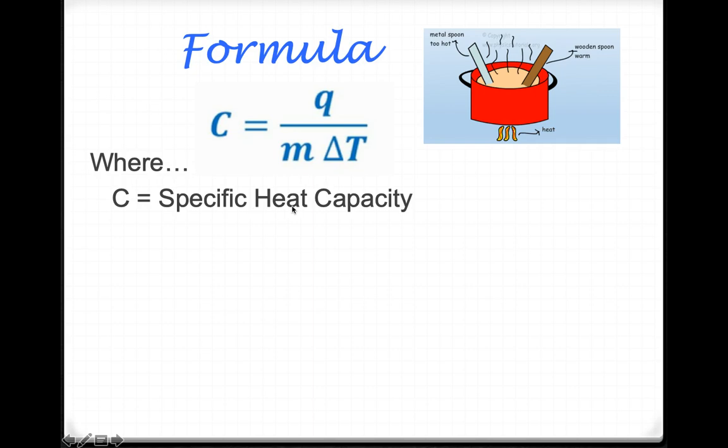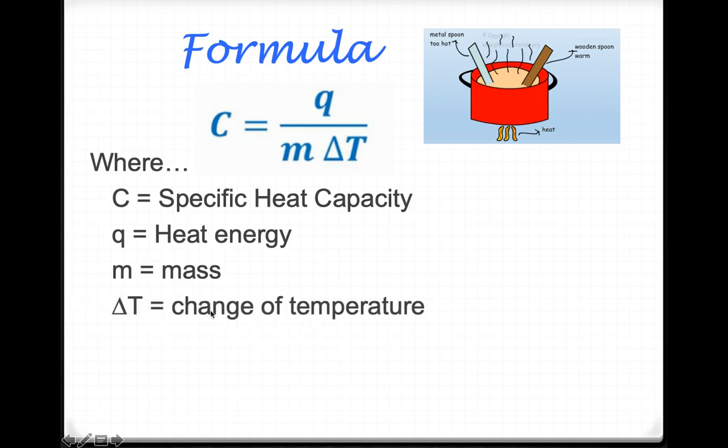Capital C is the symbol for specific heat capacity. So to calculate specific heat capacity, you need to know Q divided by m times delta T. Q is your heat energy. So this would be joules or kilojoules, because remember, that's what heat is measured in. m is your mass. So how much of that sample do you have? What is its mass? And then delta T is the change of temperature. So did it go from 5 degrees to 80 degrees, or did it go from 9 degrees down to -5? Whatever the change is, that's what goes in delta T.